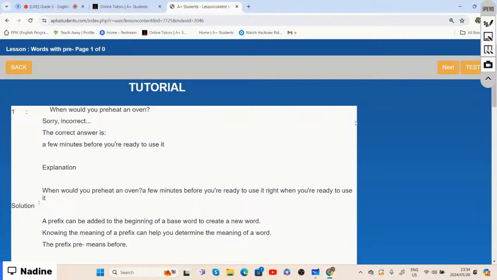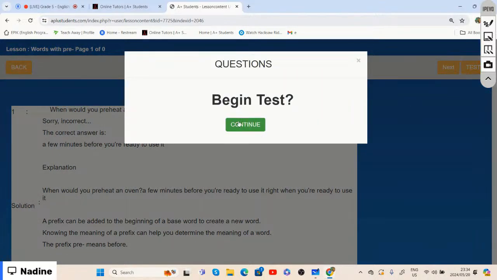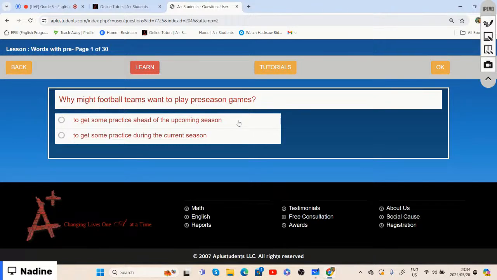All right. So we're going to words with pre, right? And now we're going to do our test with words with pre. Remember we said words with pre, right? A prefix firstly is a word part that is added to the beginning of a base word, right? And knowing the meaning of the prefix, like for example, pre, will help you to determine the meaning of the new word. So pre means before, right? So pre means before.